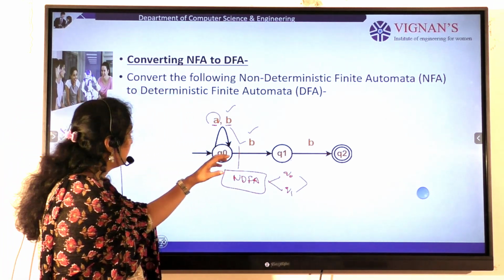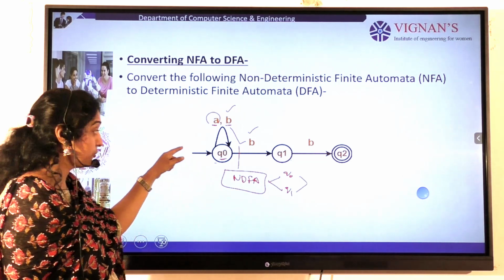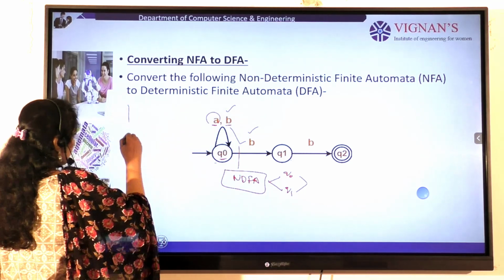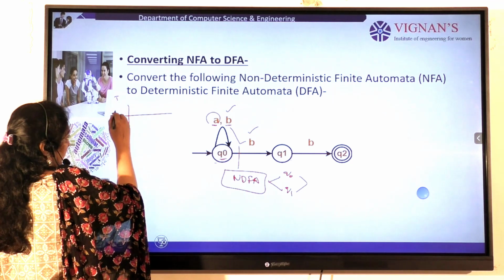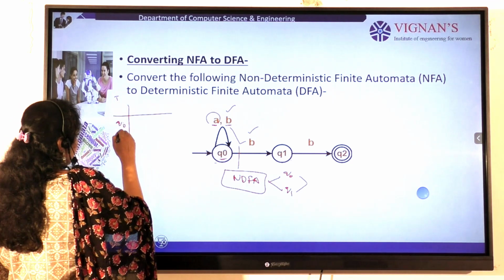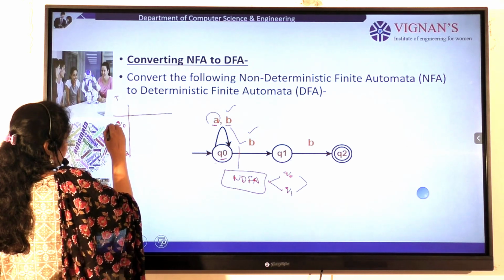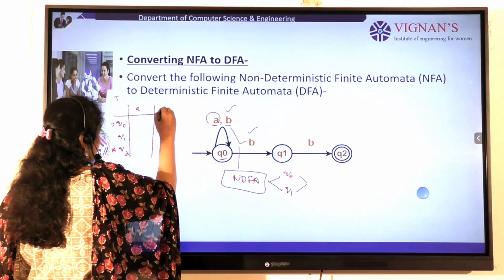So here this is a non-deterministic finite automata, and this NFA has to be converted to DFA. So first step, we need to consider the transition table T for NFA. So the states here are Q0, Q1, Q2. Q2 is the final state, Q0 is the initial state, and A and B are the input symbols.